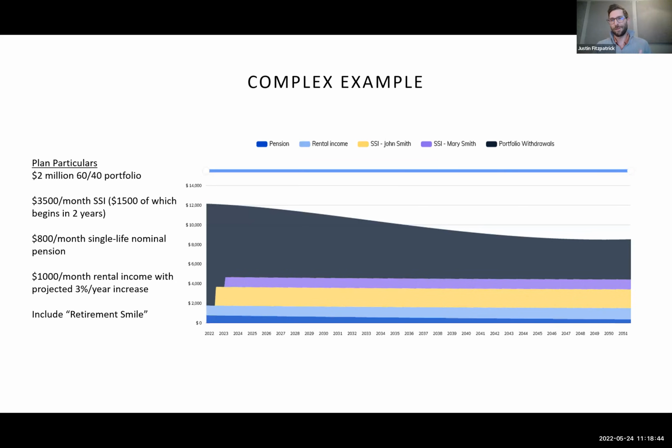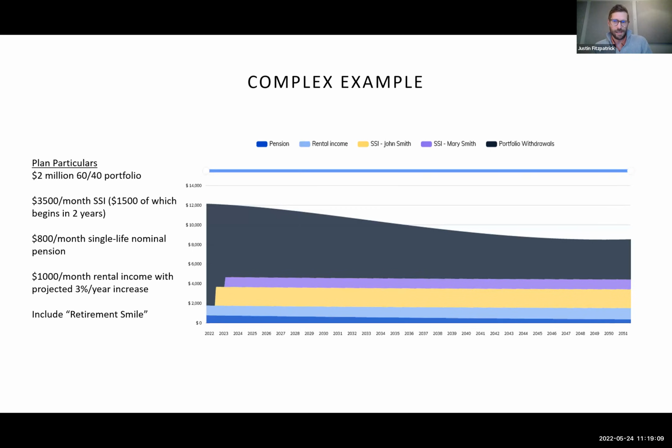The other great thing about this concept of risk and risk curves is it can handle complexity as well. So we just looked at portfolio withdrawals alone. We even saw one that was just Social Security, and then we saw one that is only a nominal pension. But of course, most people have a more complex example. So that's what we're showing here.